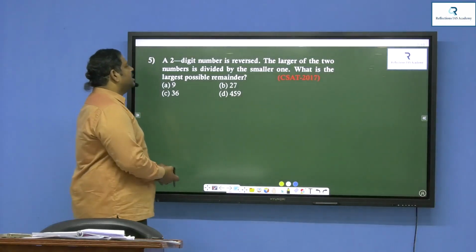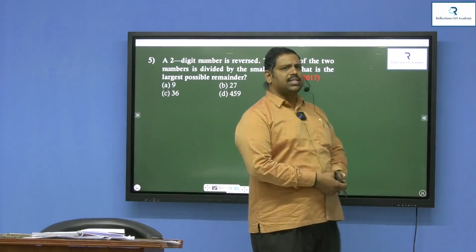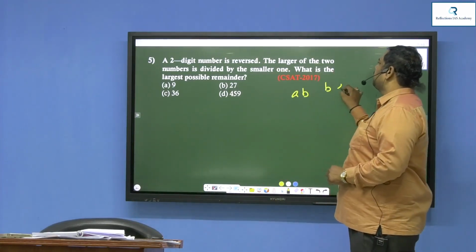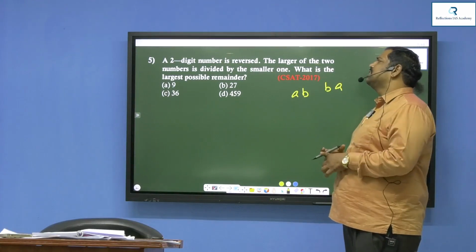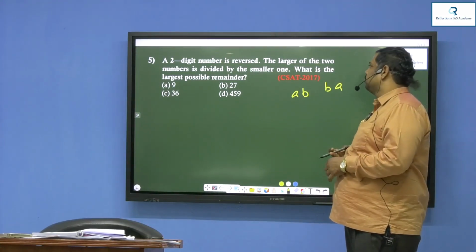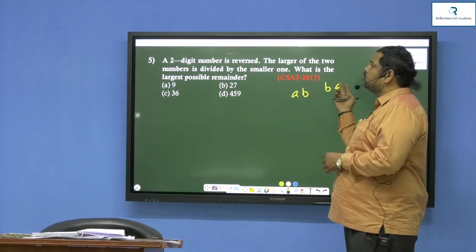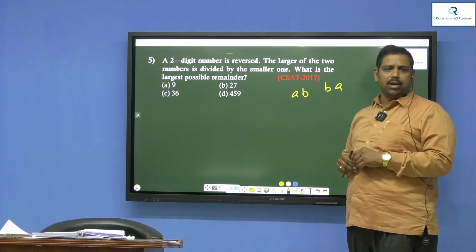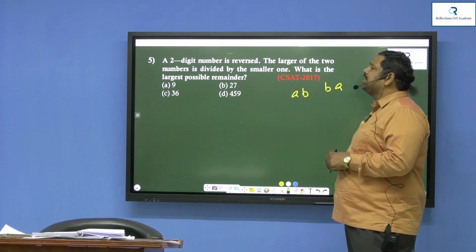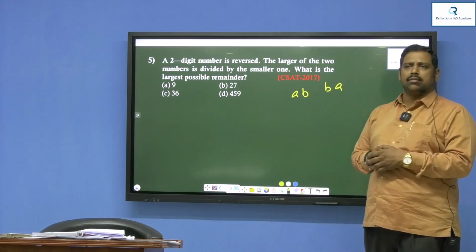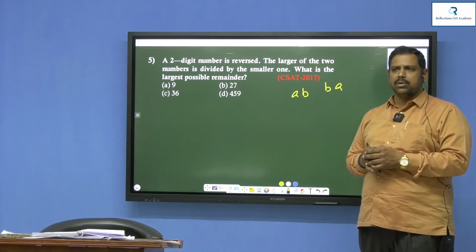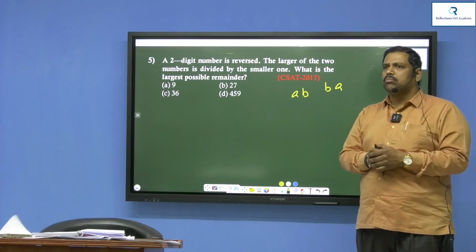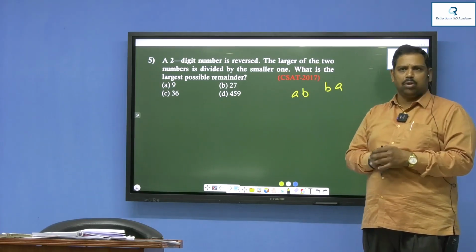Right. A 2-digit number is reversed. If your 2-digit number is AB, reversed means it will be BA. The larger of the 2 digits is divided by the smaller one. Means in these two numbers, the larger number is divided by the smaller number. What is the largest possible remainder he is asking? Do you understand the question? Yes or no? Okay, good.